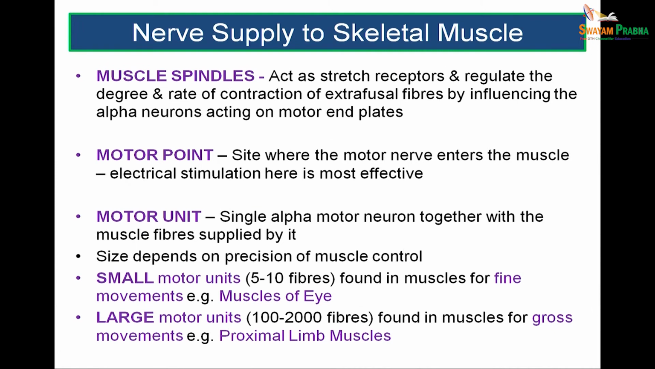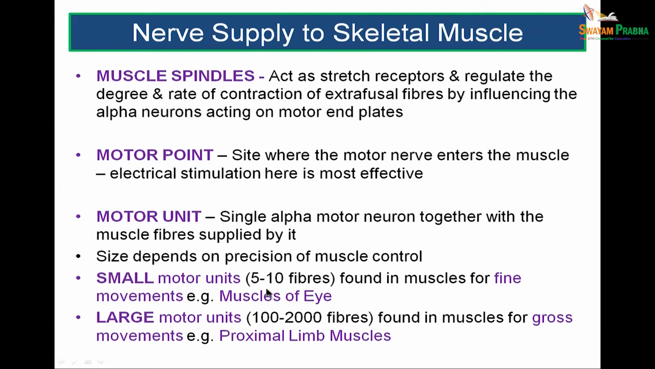The muscle spindle acts as a stretch receptor to regulate the degree and rate of contraction of extrafusal fibers by influencing the alpha neurons. What is the motor point? It is the point of the muscle where a motor nerve enters, and it is the point of maximal electrical stimulation giving maximum effect. Motor units could be divided into small motor units and larger motor units.